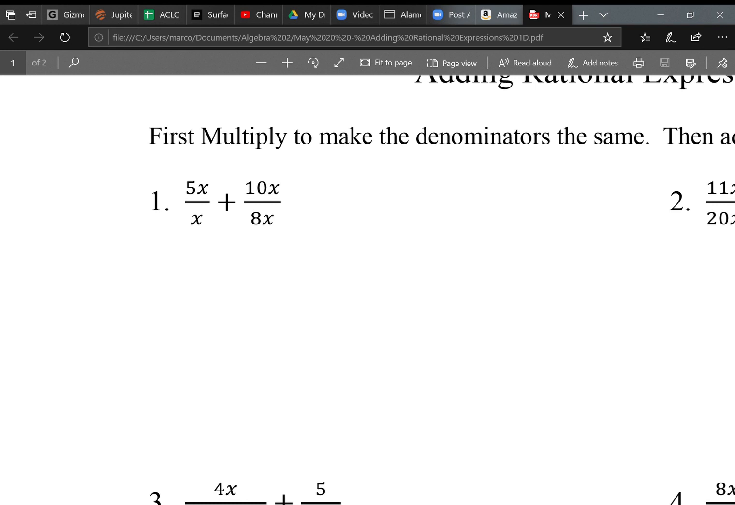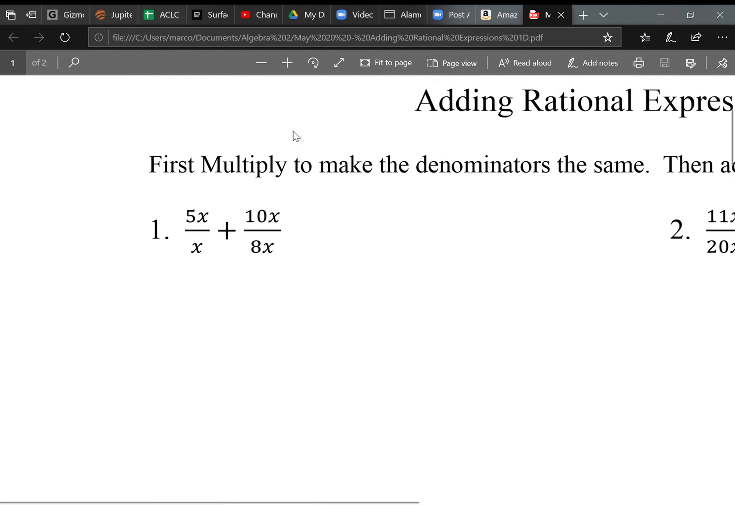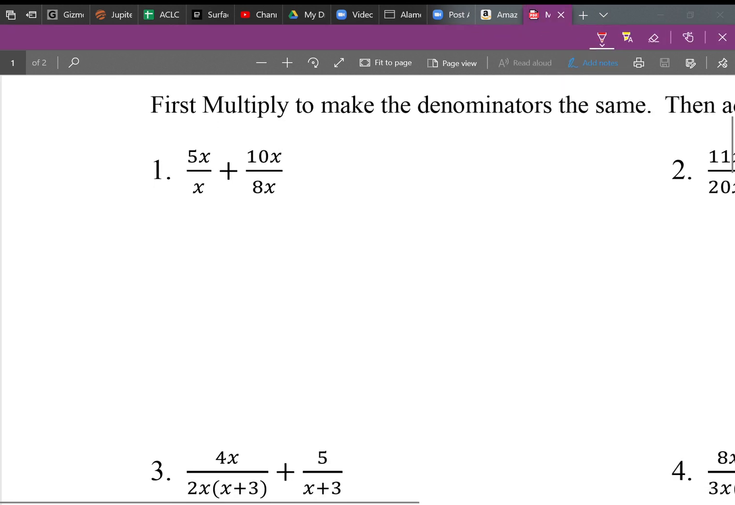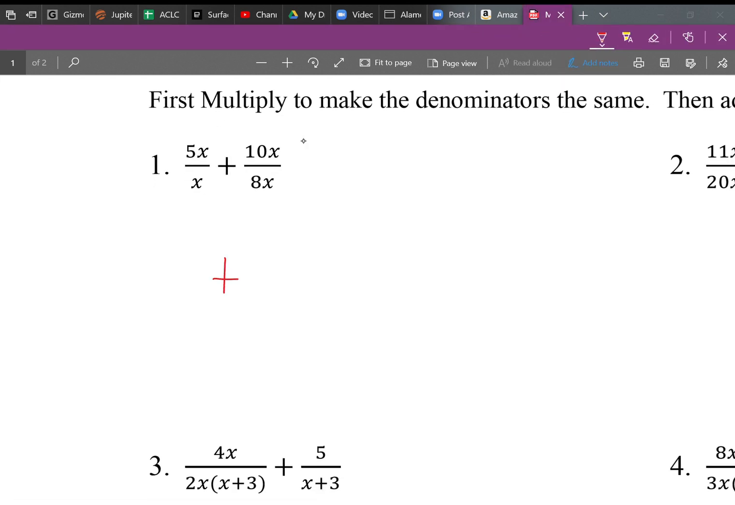So looking at number one, I say, oh, look, I'm adding two rational expressions. I check the denominators to see if they match, and in this case, they don't. So is there a way I could make them match? Well, this is where we want to find what you call in elementary school the least common denominator. And to me, it seems pretty obvious that what I'm going to want to do is come up with two rational expressions where the denominator is 8x.